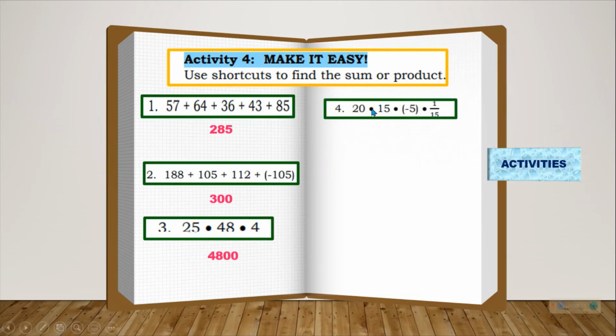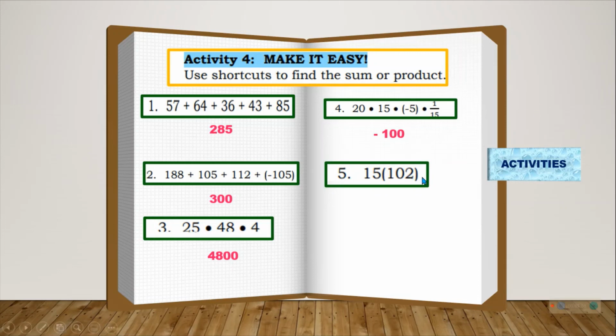Next. So, this time, 20 times 15 times negative 5 times 1 over 15. So, may reciprocal. So, ang property na magagamit natin dito ay multiplicative inverse. So, yung inverse property ang gagamitin natin. So, 15 times 1 over 15, that is 1, times negative 5, that is negative 5, times 20, that is negative 100. And 15 times 102.